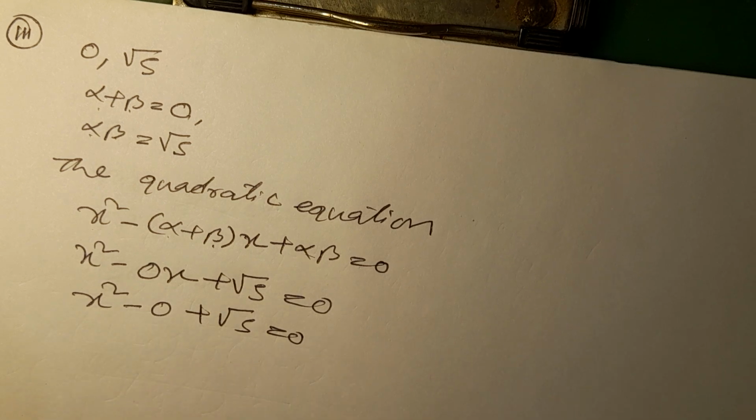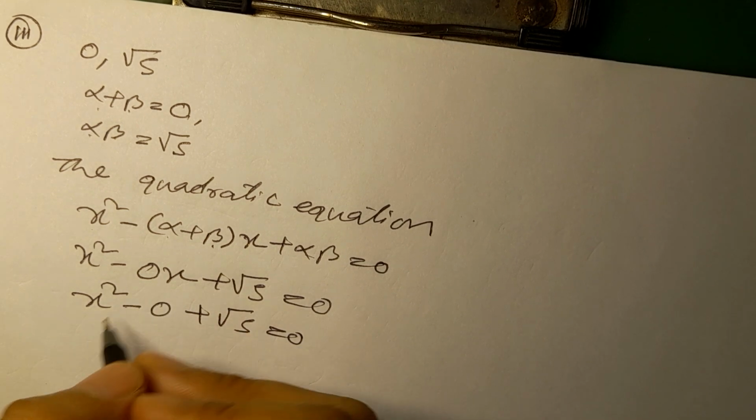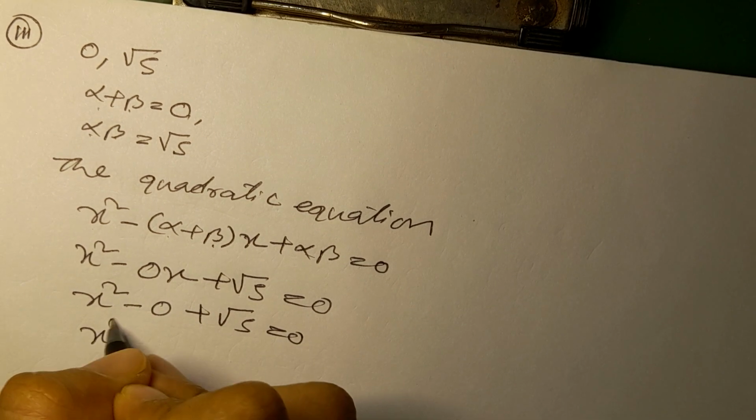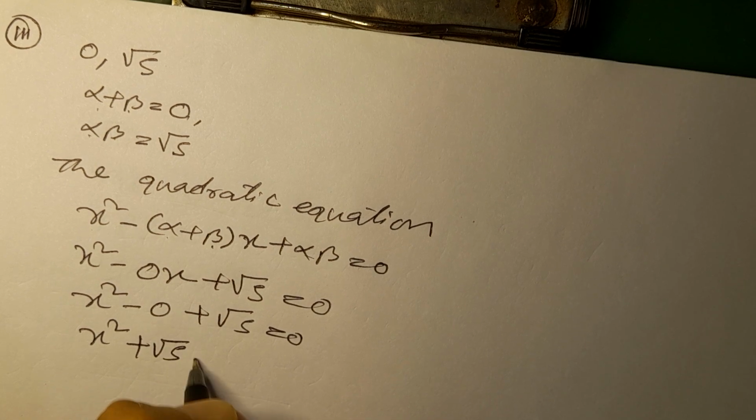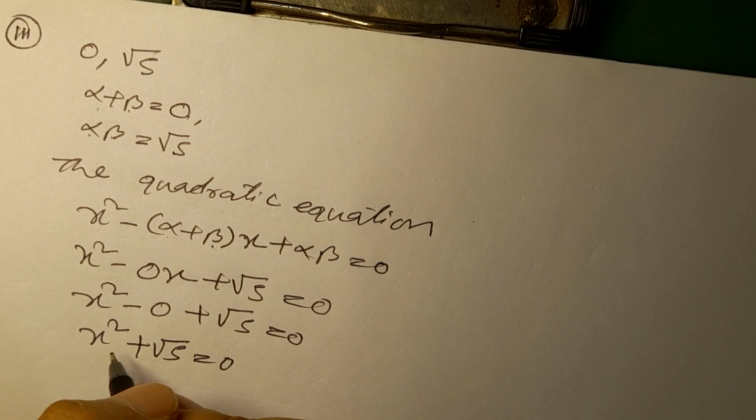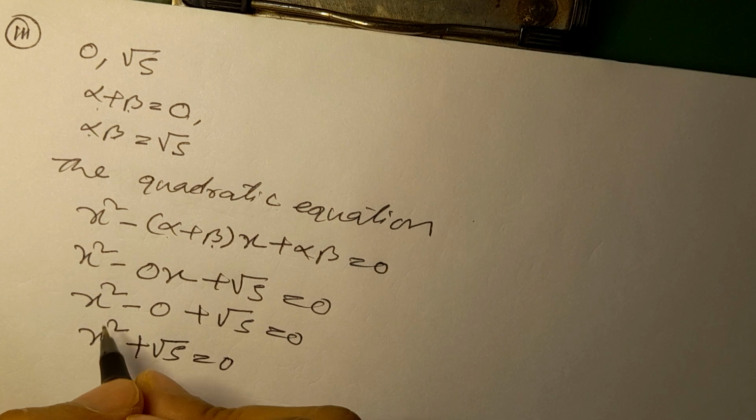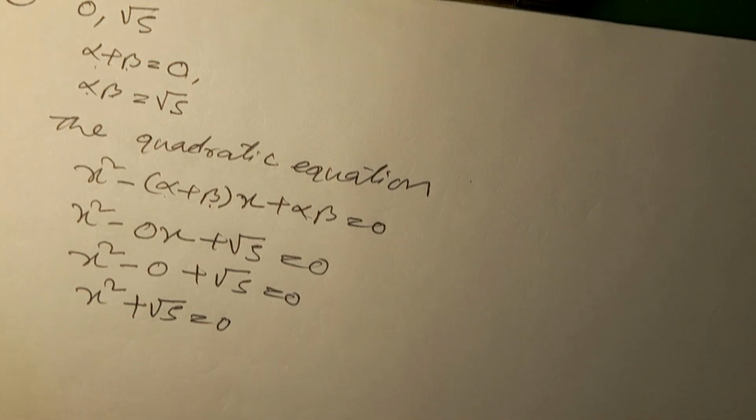If it is plus 0 or minus 0, we need not write the 0. So it will be x square plus root 5. So this is the required quadratic equation. Why is it a quadratic equation? Here the power is 2. Therefore, it is a quadratic equation.